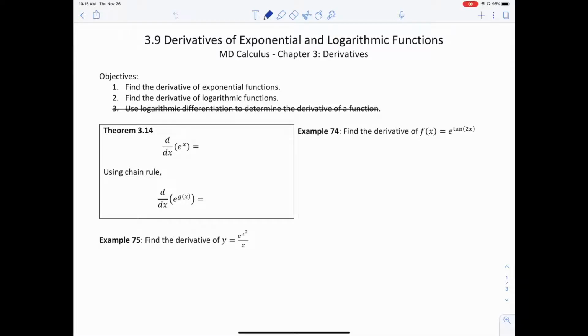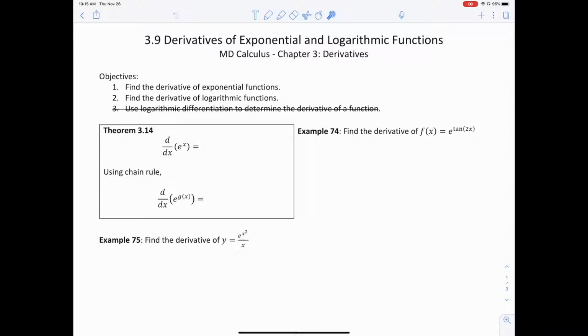3.9 is the last section of Chapter 3. It's on derivatives of exponential and logarithmic functions. So we'll be learning 4 new rules total, but technically 2 if you think of 2 of them as extensions of 2 of the first ones.